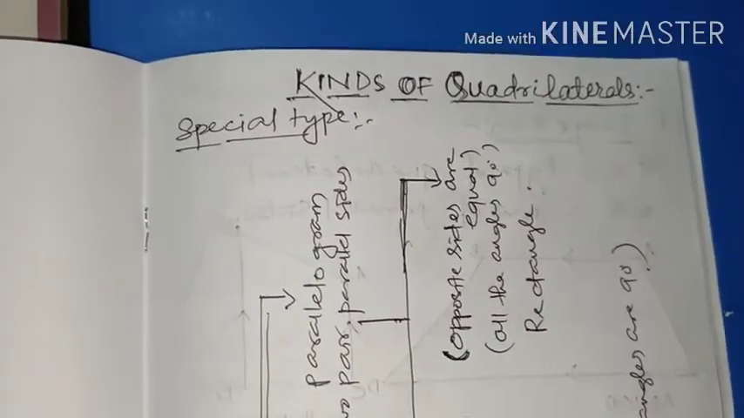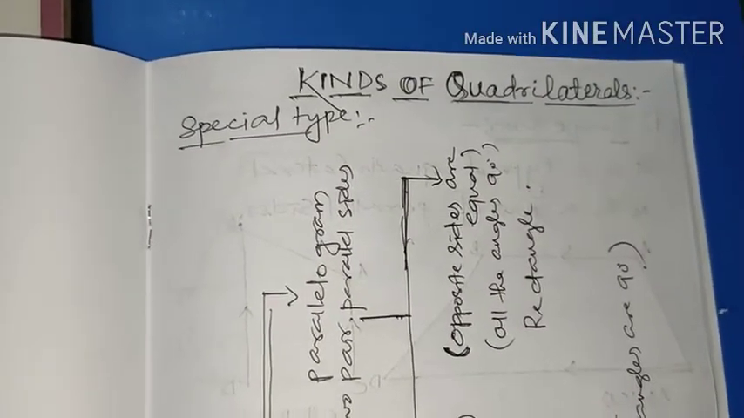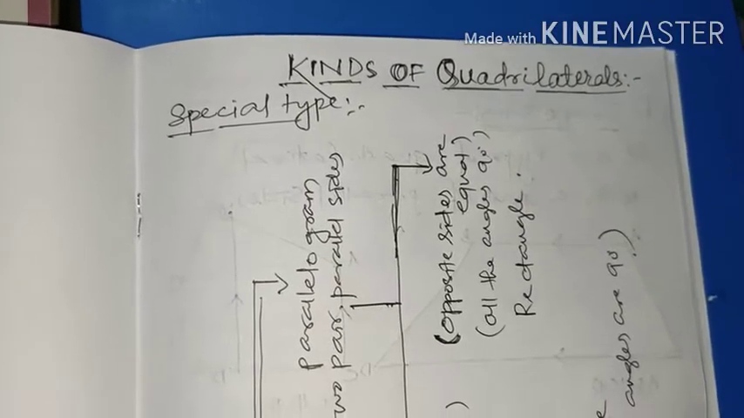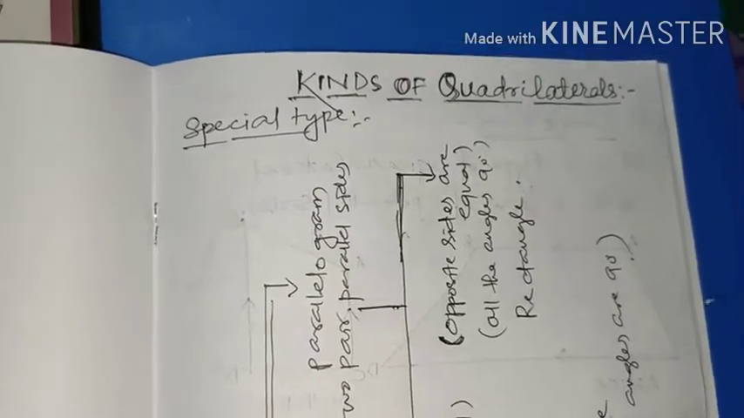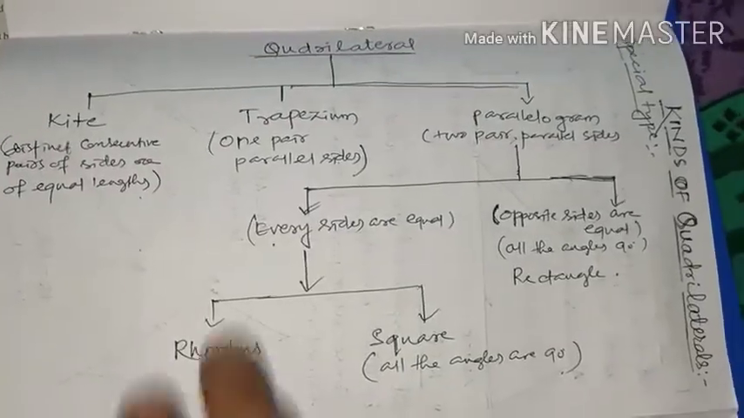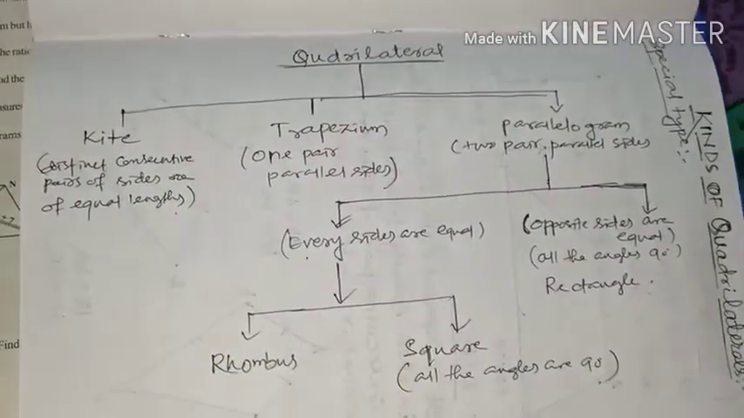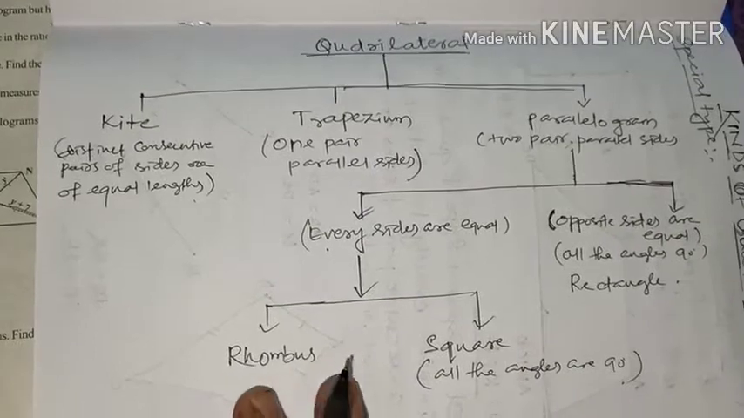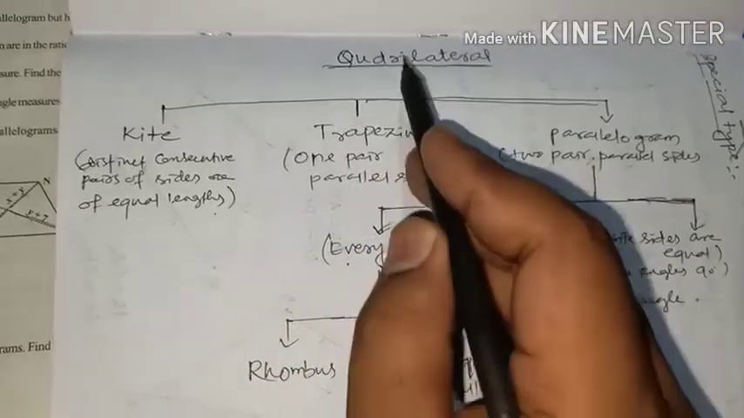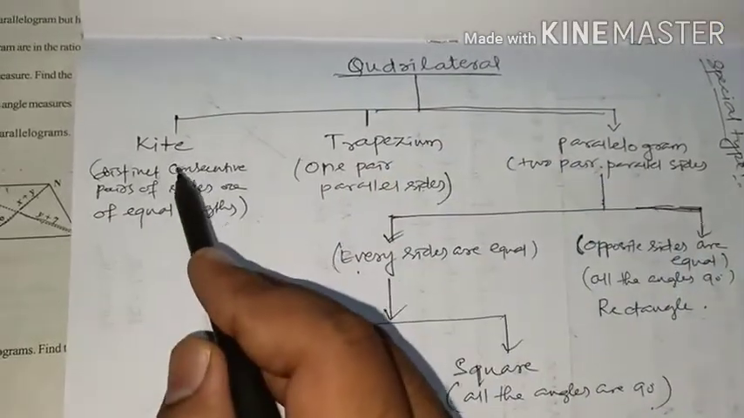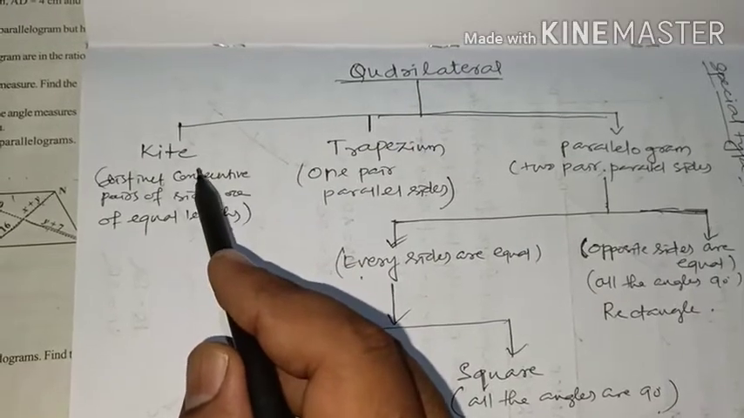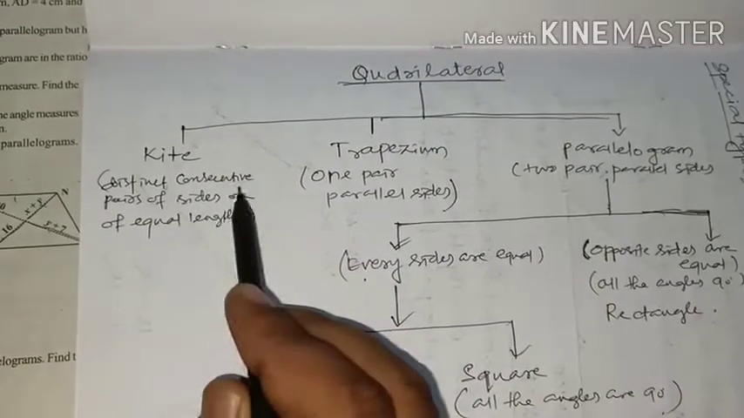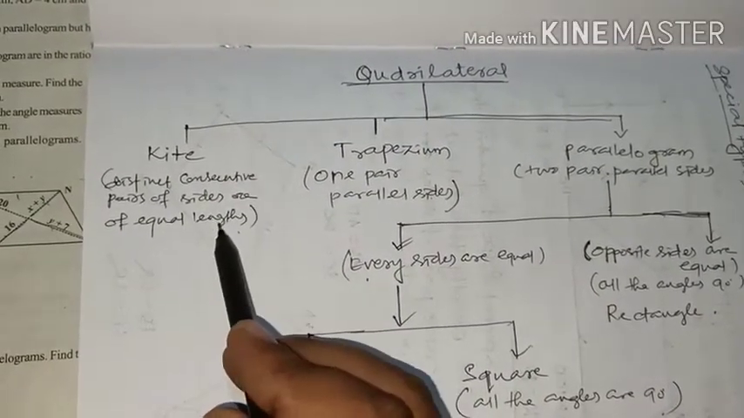So, students, here you can see that the title of the chapter is kinds of quadrilateral. There are special types of quadrilaterals. So, let us learn. Students, you can see quadrilaterals can be of many types. There are basically 6 types of quadrilaterals. What are those? Just see. Quadrilaterals, the first kind is kite. Kite is a kind of quadrilateral where the distinct consecutive pairs of sides are of equal length.